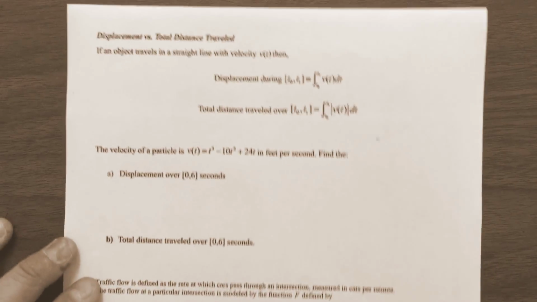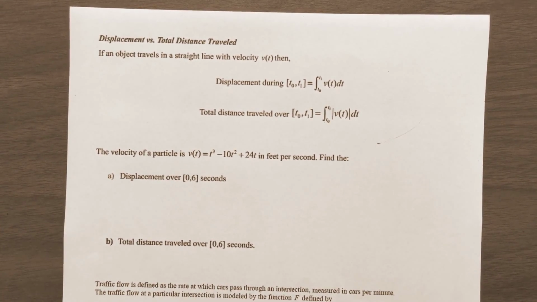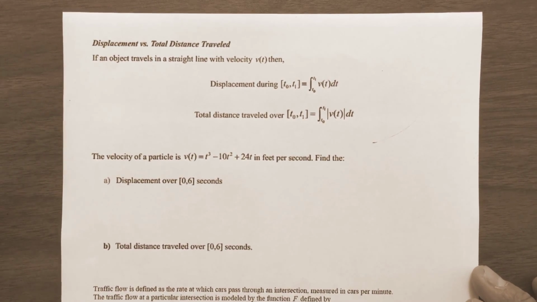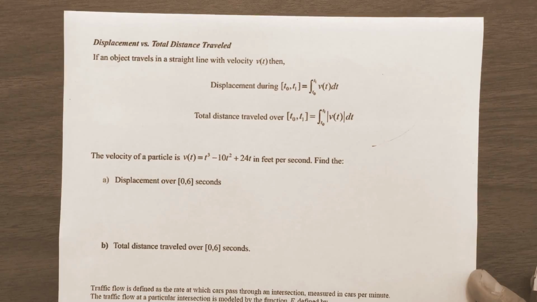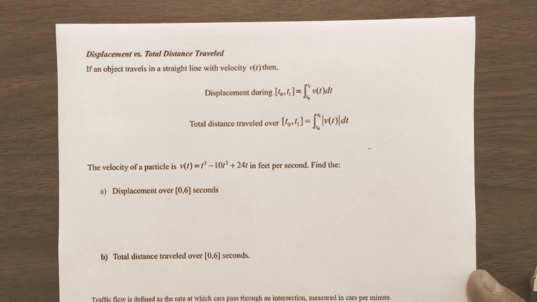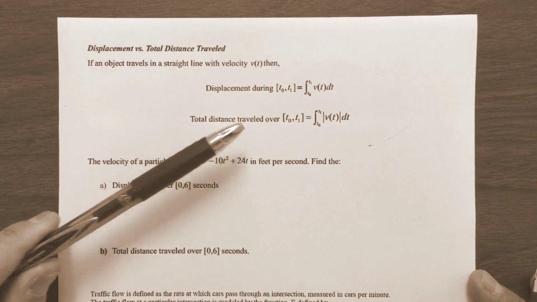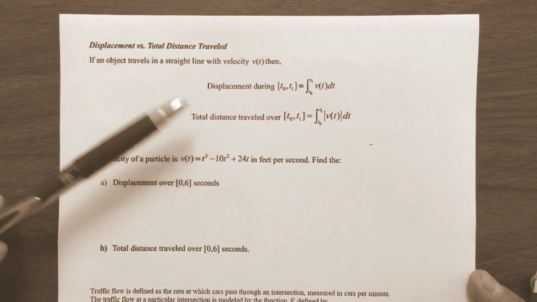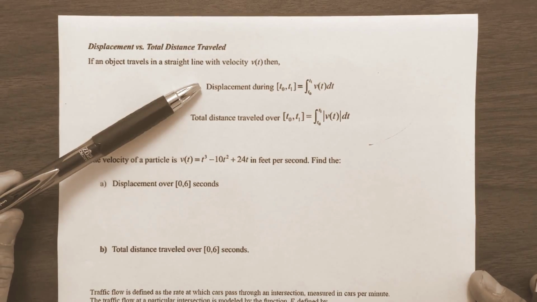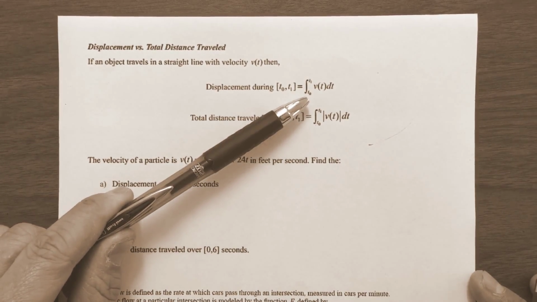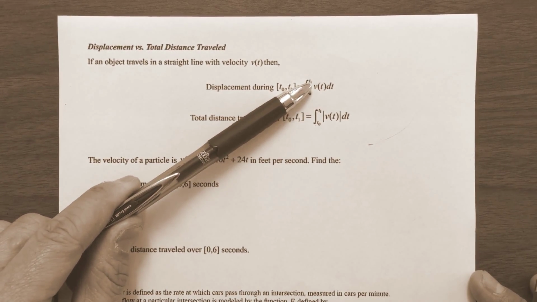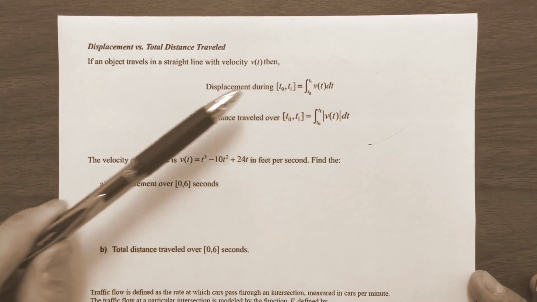A couple of definitions. One of them is displacement versus total distance travel. Now, the definition of displacement is the change in position. So there is displacement and there's also total distance travel. What's the difference between the two? When we calculate displacement, then we just find the definite integral of the rate, whatever the first derivative is, and that's the displacement.